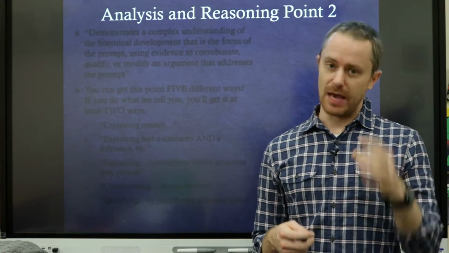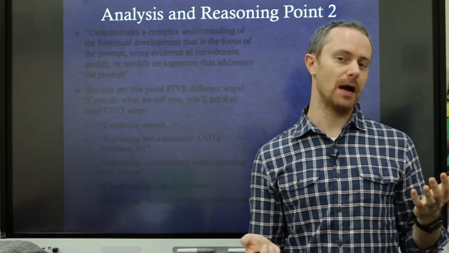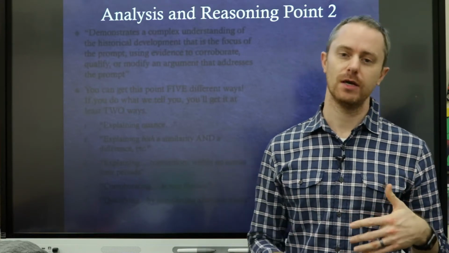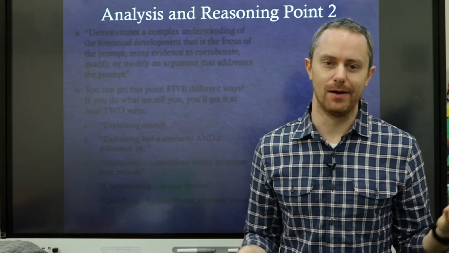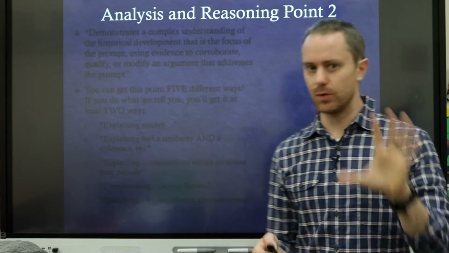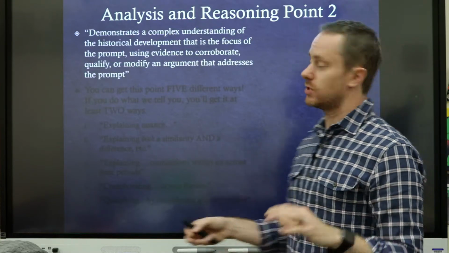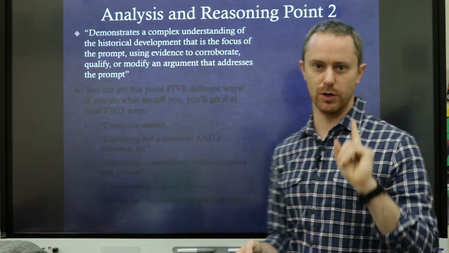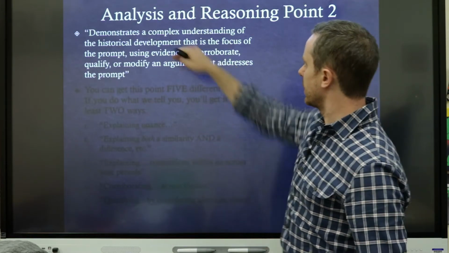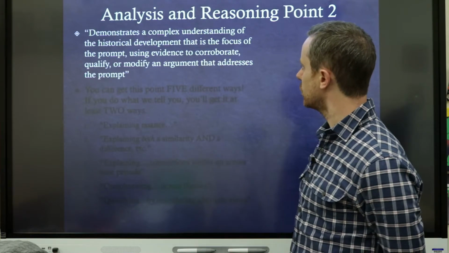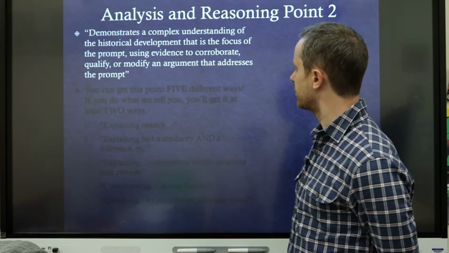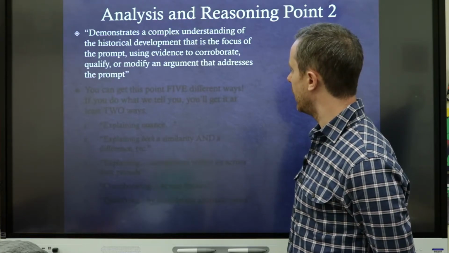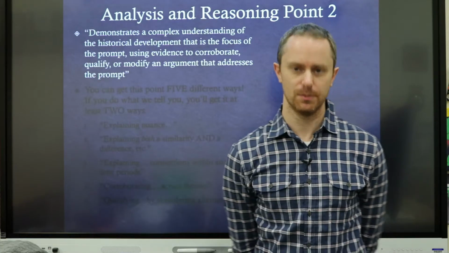Now, if you have the LEQ rubric from the College Board, it might be helpful to have it out. I'm going to have some of the language put up here on the screen. Hopefully you can read it. I don't know how literate you are. We'll see. It says this: to get analysis and reasoning point number 2, also known as the complexity point, you need to demonstrate a complex understanding of the historical development that is the focus of the prompt, using evidence to corroborate, qualify, or modify an argument that addresses the prompt.